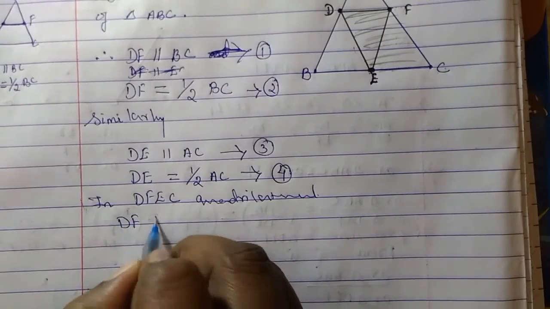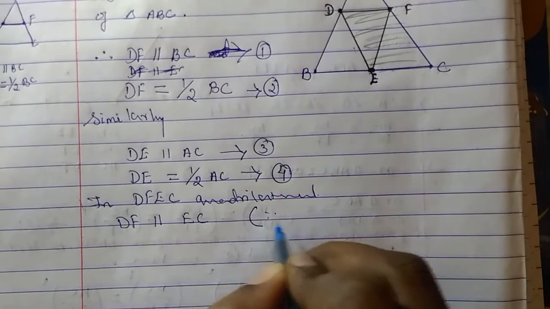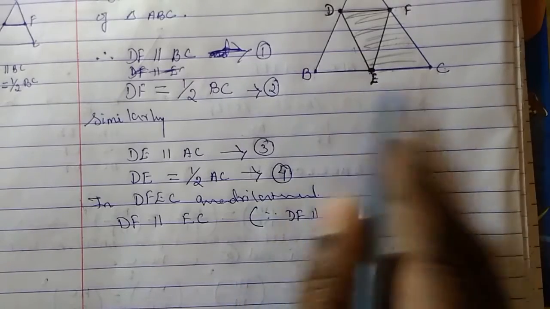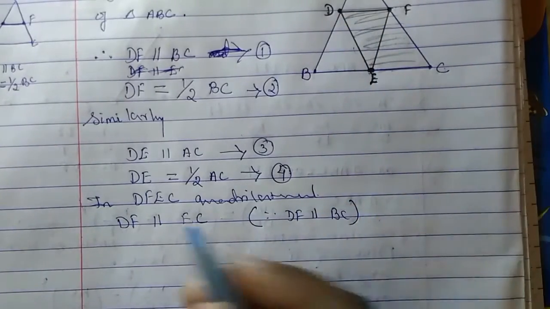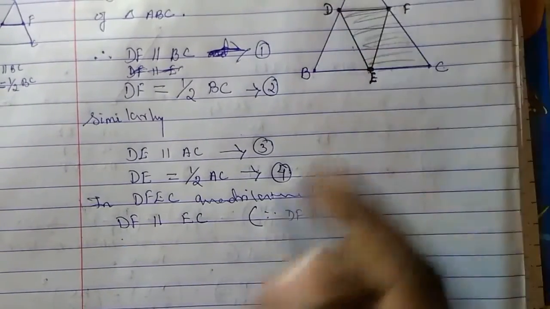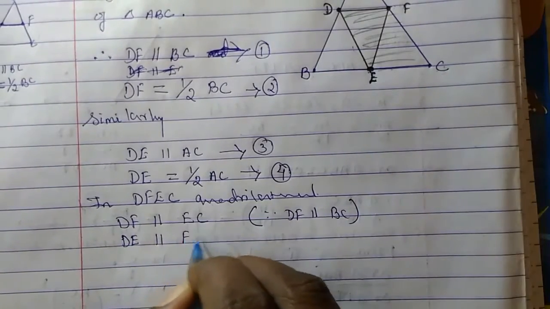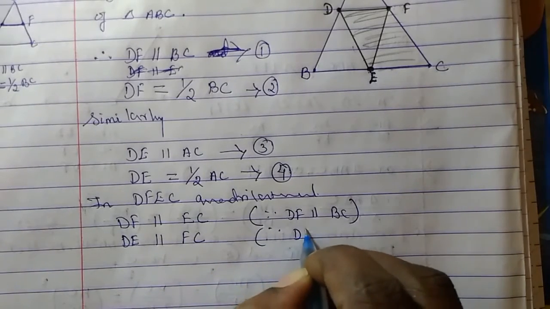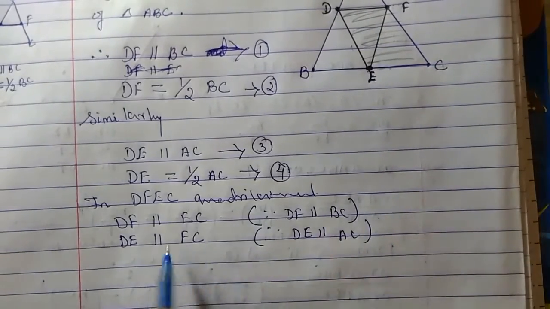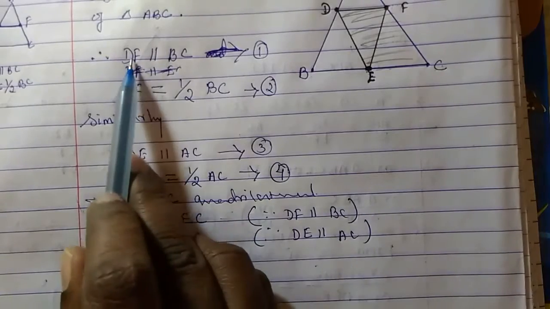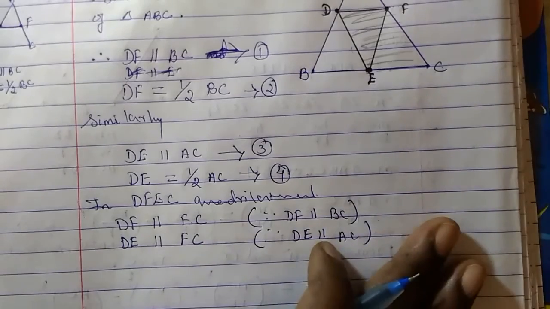DF is parallel to EC. Here you can write down, because DF is parallel to BC, we can say DF is parallel to EC. Okay, so same way this side also you can say DE is parallel to FC. Why? Because DE is parallel to AC. From equation you can write down. If you want reason, you can give DF is parallel to BC, and from equation 1 we can say DF is parallel to EC. I hope you are understanding this part.